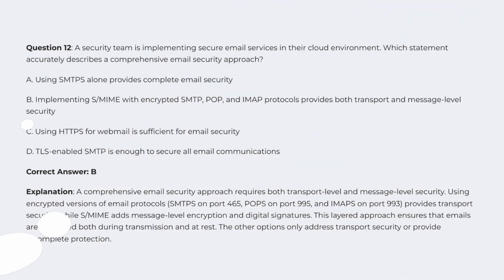Correct answer, B. Explanation. A comprehensive email security approach requires both transport-level and message-level security. Using encrypted versions of email protocols, SMTPS on port 465, POP3S on port 995, and IMAPS on port 993, provides transport security, while S/MIME adds message-level encryption and digital signatures. This layered approach ensures that emails are protected both during transmission and at rest. The other options only address transport security or provide incomplete protection.